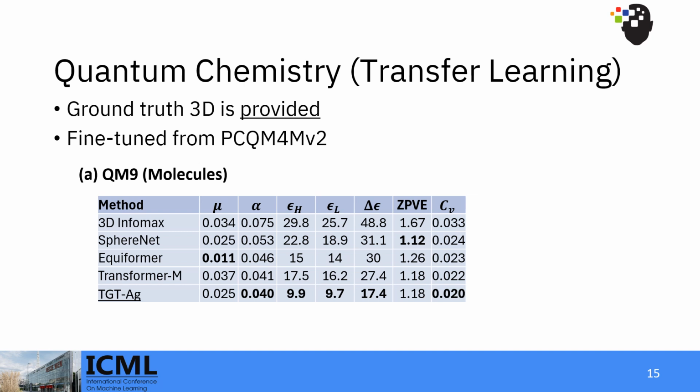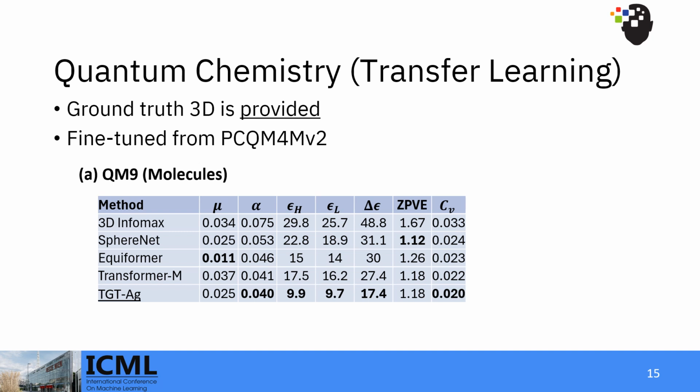Looking at the results, we can see that our TGT-AG model performs exceptionally well. It achieves the best results on 5 out of the 7 tasks and performs competitively on the other 2. Notably, our model shows outstanding performance on HOMO, LUMO, and the HOMO-LUMO gap. This exceptional performance can be attributed to the fact that our pre-training dataset, PCQM4Mv2, specifically targets the HOMO-LUMO gap, allowing our model to develop a deep understanding of these electronic properties.